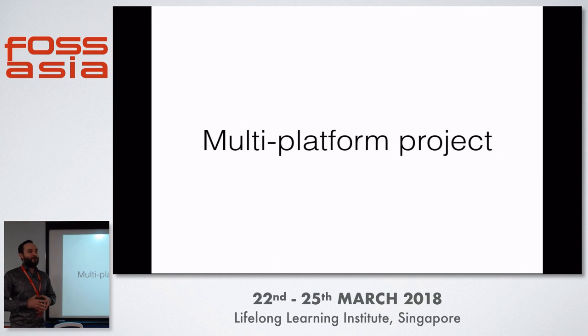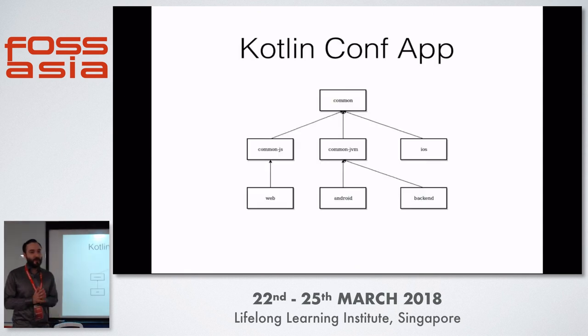One more benefit of Kotlin Native is that since Kotlin already supports a lot of platforms, it's kind of natural that you could share the code between them. For example, at the latest KotlinConf, there was a KotlinConf app that actually used Kotlin for virtually everything. There is an iOS application written in Kotlin. There is an Android application written in Kotlin. There is a backend server also written in Kotlin, and a web app that's written in Kotlin as well, and later translated to JavaScript.